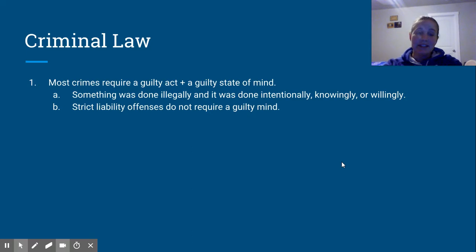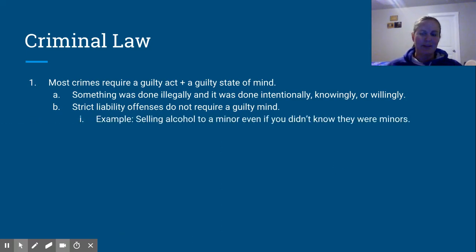Strict liability offenses, though, do not require a guilty mind. So here's an example of a strict liability offense. Selling alcohol to a minor, even if you didn't know they were a minor. You didn't necessarily have a guilty mind because you didn't know they were a minor, but it was still your obligation as the person working at the liquor store or whatever store it was to check and get their information to see whether they were a minor or not. So you still did something illegally. You had liability within that position to check, and so in that situation, it's still a crime, even if they didn't necessarily have that guilty mind.